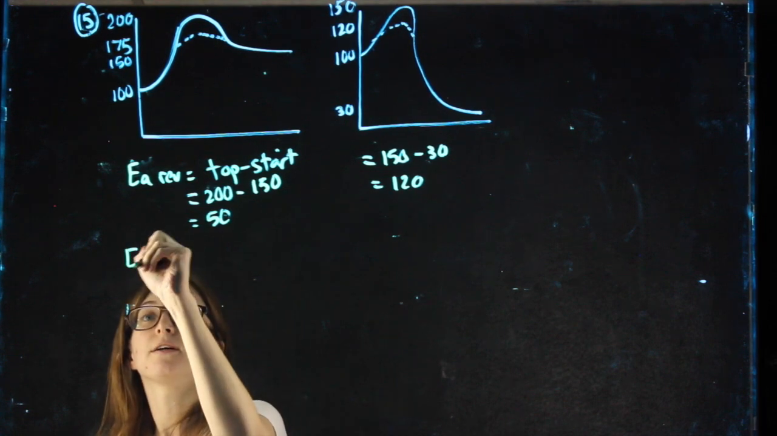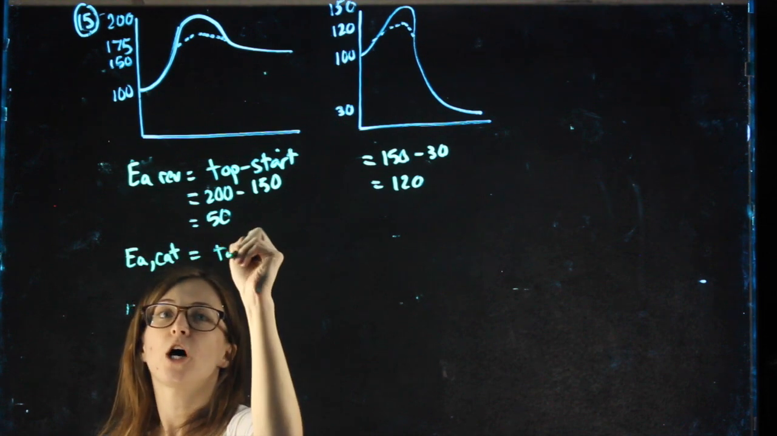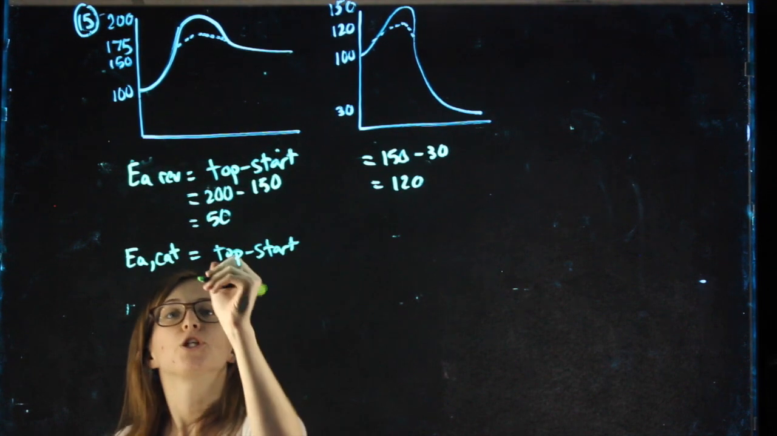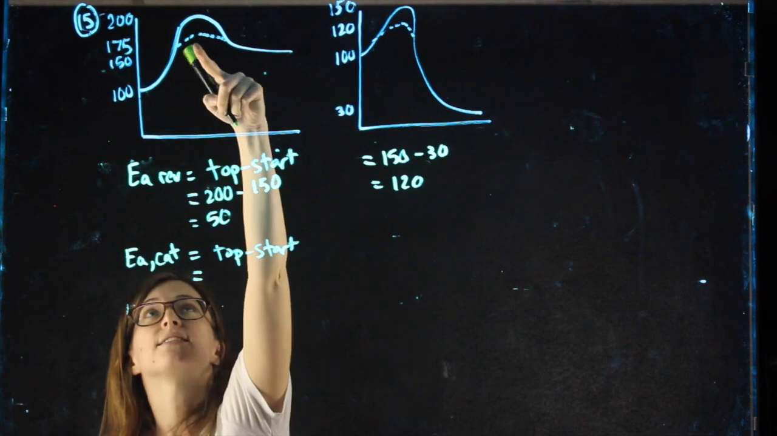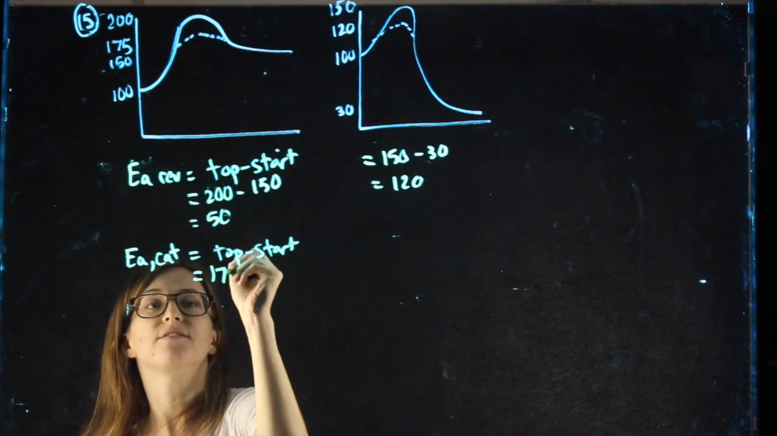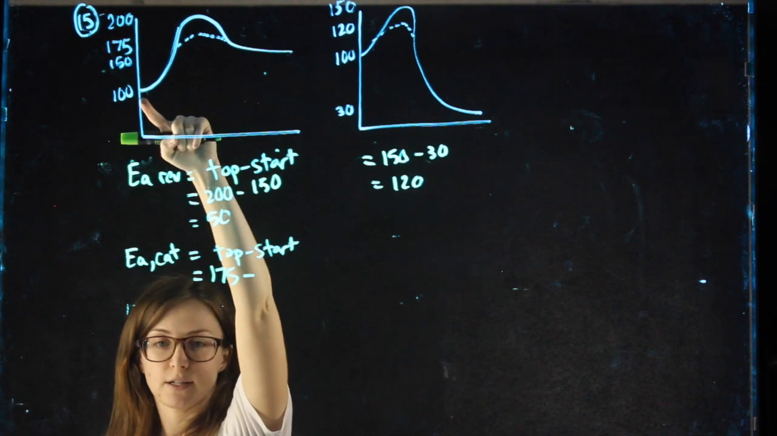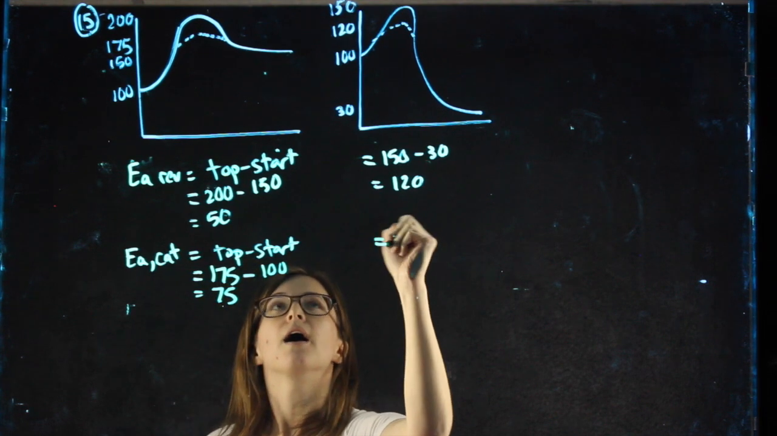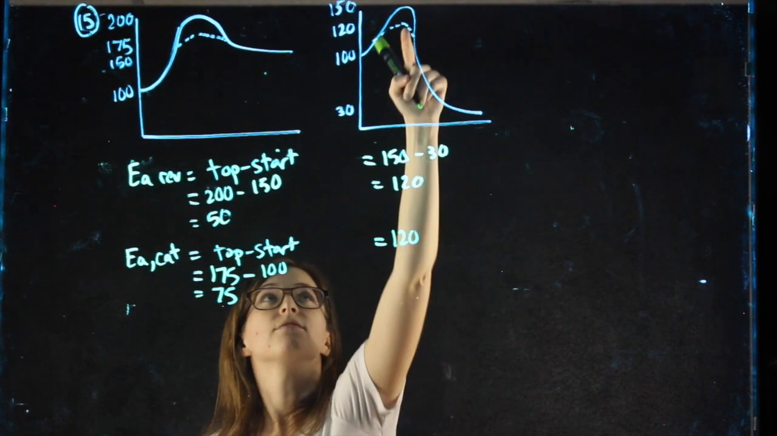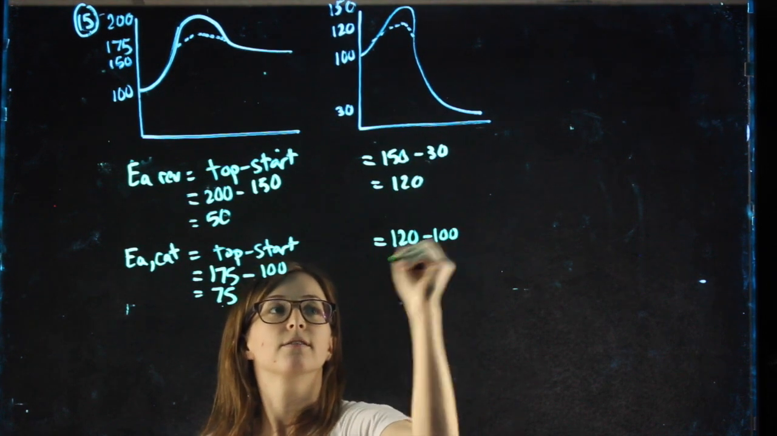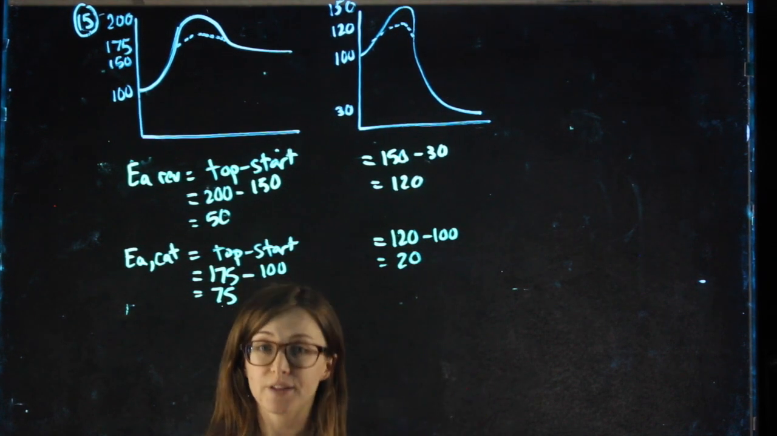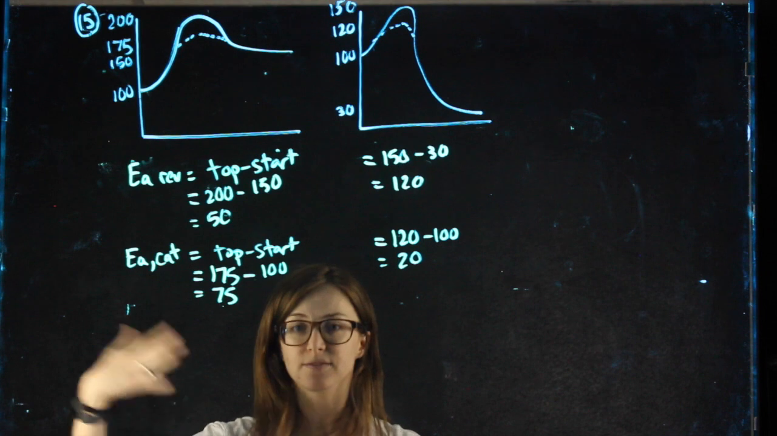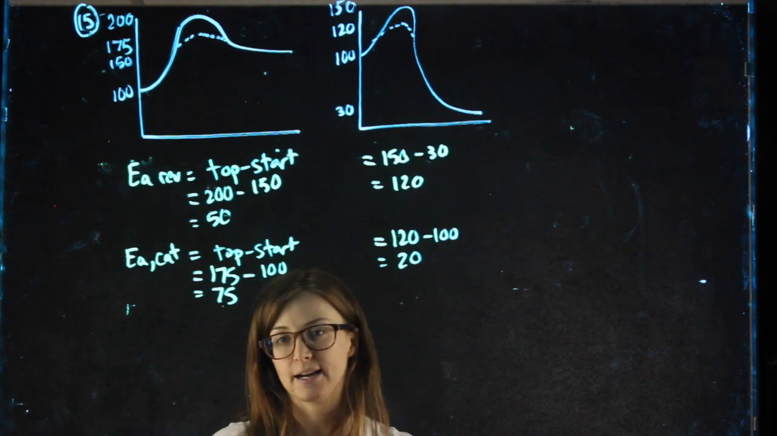Catalyzed activation energy. Still top minus start. We're no longer doing reverse. The top, though, on the catalyzed one is the top of the dotted line instead. So instead of using 200, I'm going to use 175. Since we're not doing reverse, the start is still the very left, 100. For this one, the catalyzed top is 120 from here. The start is 100, so 20. If you look at all the activation energies we've done, they're always positive. We're always putting energy in, therefore a positive absorbing energy. You should never get a negative activation energy.